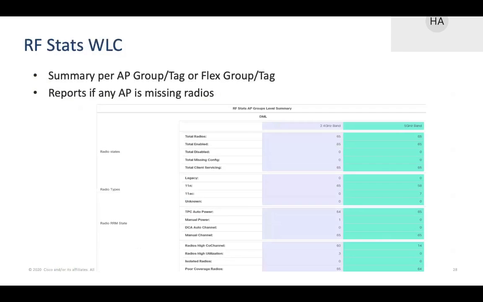In the case of RF stats, what we try to do is have 3 levels of summarization: at controller level, per flex group or flex tag, and per AP group or AP tag, depending on whether you're running AireOS or 9800s. The idea is, if you have broken your network down using AP groups, tags or flex groups, that will enable you to see per area what's going on. So this summarization will be done automatically for you.